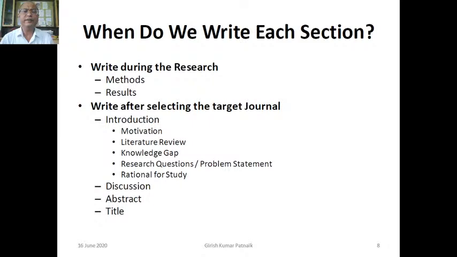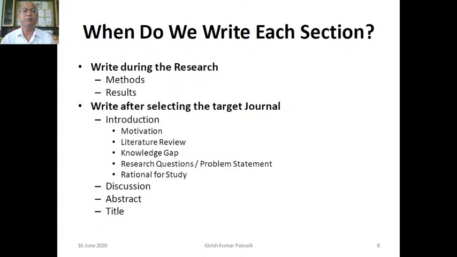When we finalize a particular journal where we would like to publish our work, after selecting the target journal, we generally write the introduction, discussion, abstract, and title. This is how we generally do it. Now here, the most important point is we have selected a journal. Currently, we are writing the introduction, discussion, abstract, and title.